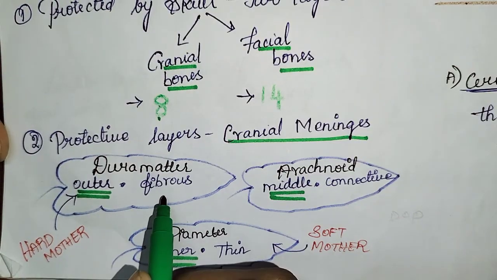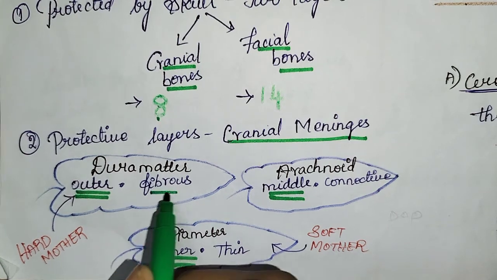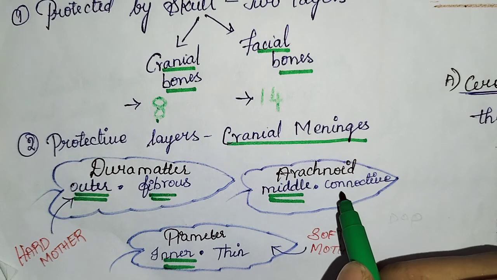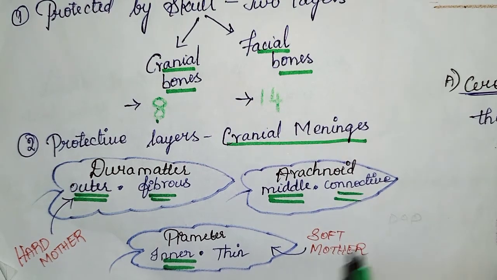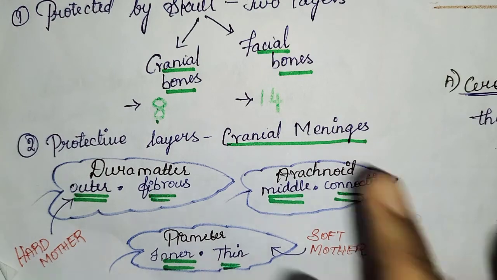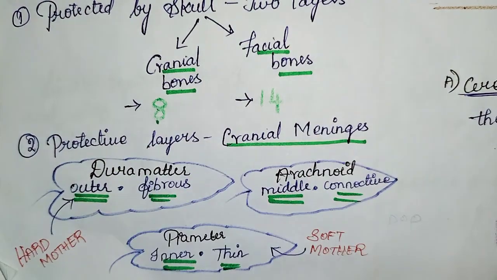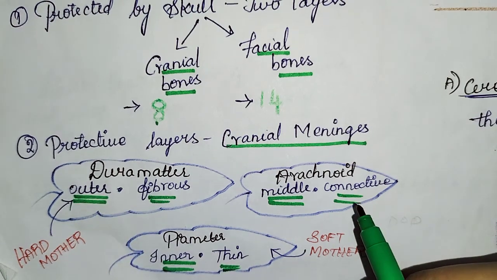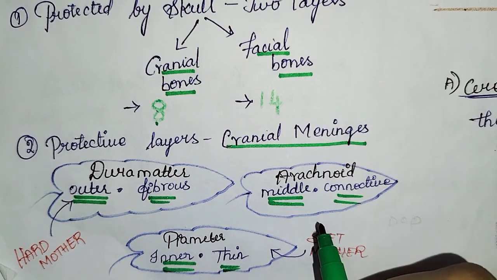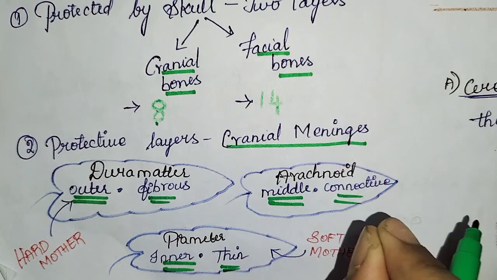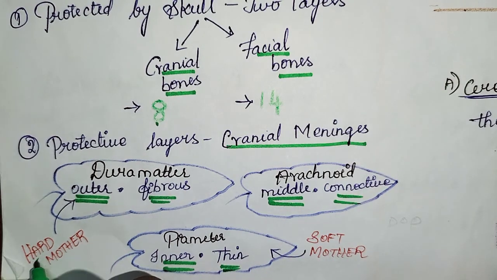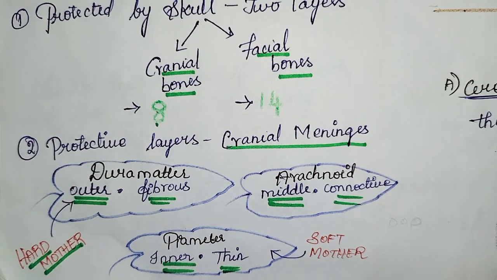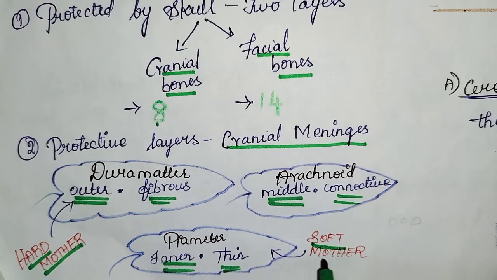Okay, the outer dura mater is fibrous. It contains fibrous tissue and fibrous cells. These are the characteristic features of the cranial meninges: fibrous tissue in the dura mater, many connective tissues within the arachnoid mater, and the pia mater is very thin. The dura mater is also known as the hard mother, and note this, the pia mater is also known as the soft mother.